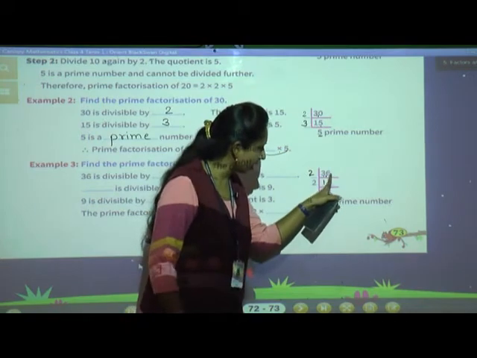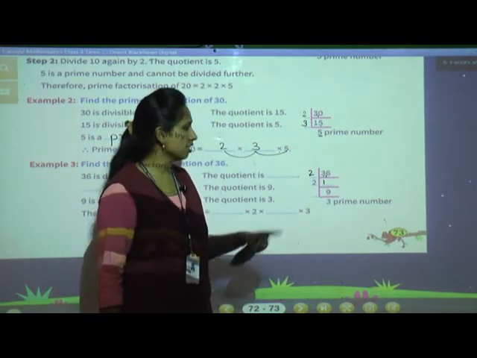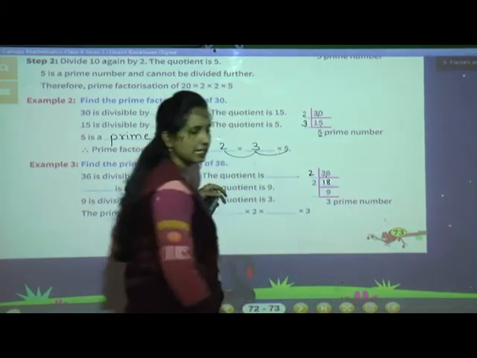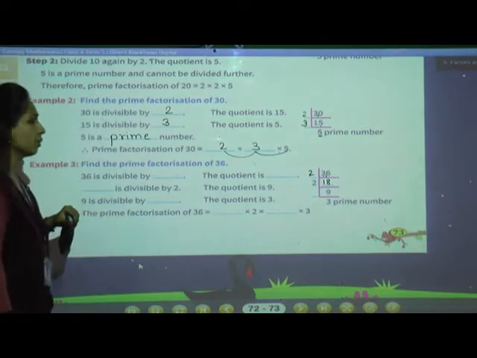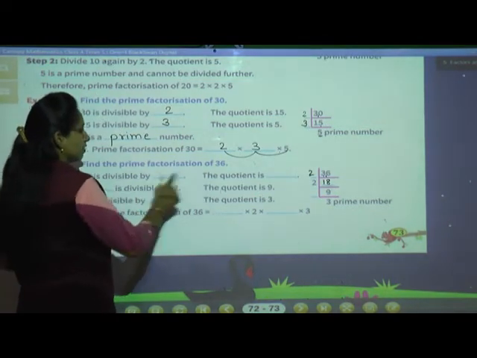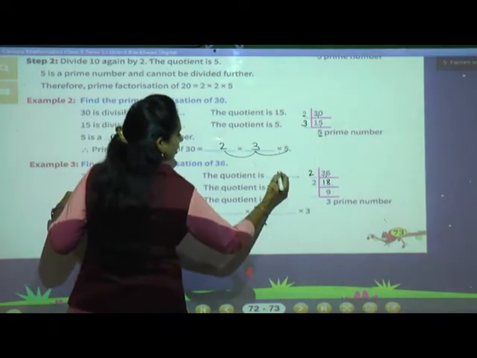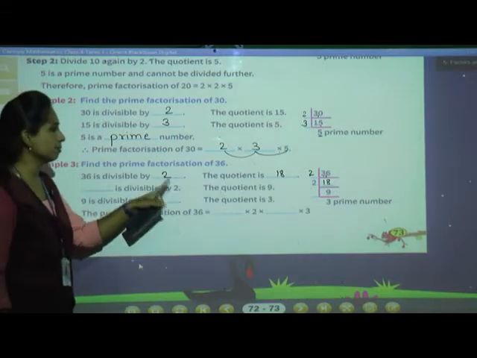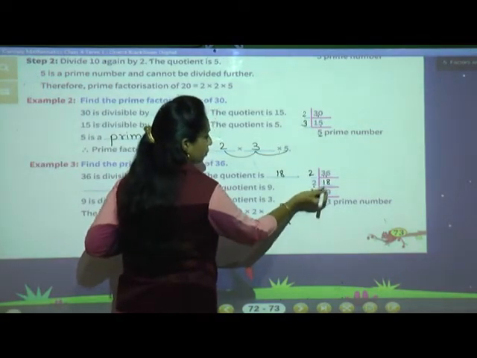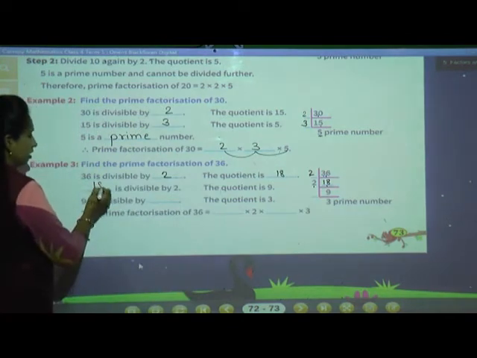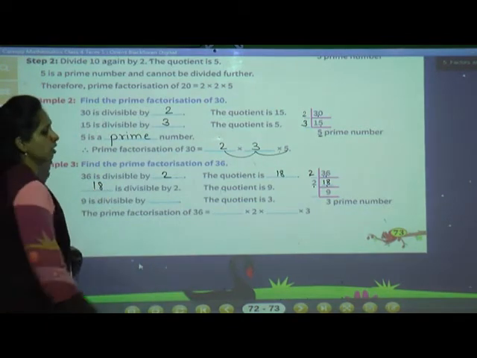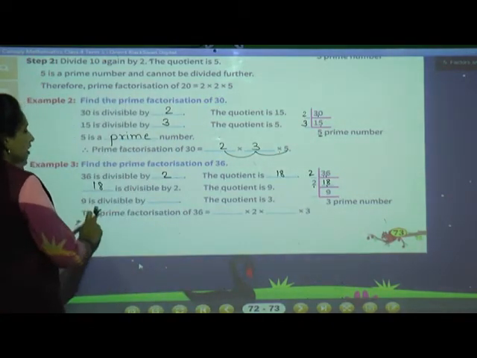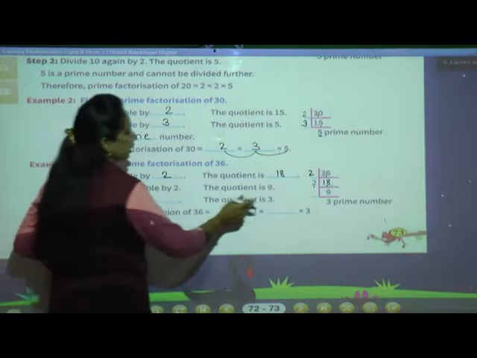Now what is here? 1 and 6. Yes, 16 is divisible by 2. At the 8th place, 8 times 2 is 16. So first, 36 is divisible by 2 and the quotient is 18. Understood? Now 18 is divisible by 2. They have already divided by 2. So write here 18 is divisible by 2. The quotient is 9. The next, 9 is divisible by 3. The quotient is 3.